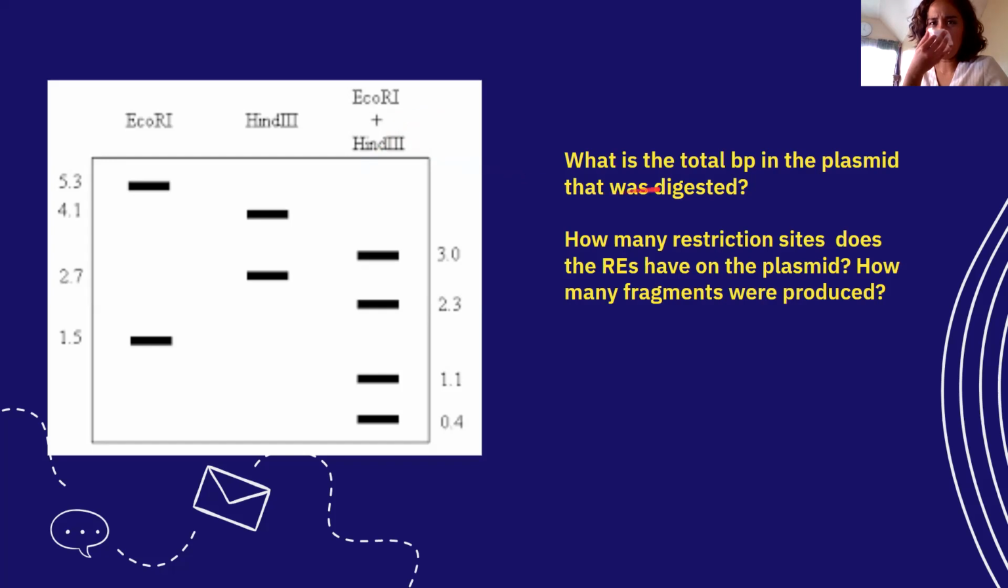Next, what is the total base pair in the plasmid that was digested? At least here, everything has a corresponding value. As I told you, the total of the bands should be the total base pair, so all three should be the same. Okay? So, 5.3 plus 1.5 is 6.8. 4.1 plus 2.7 here is also 6.8. 3 plus 2.3 plus 1 plus 0.4 should still come out to 6.8.